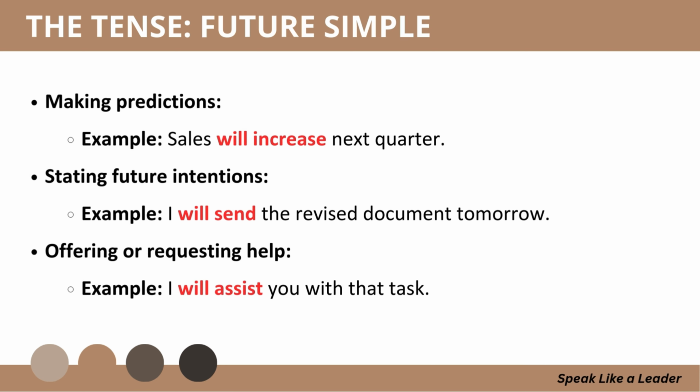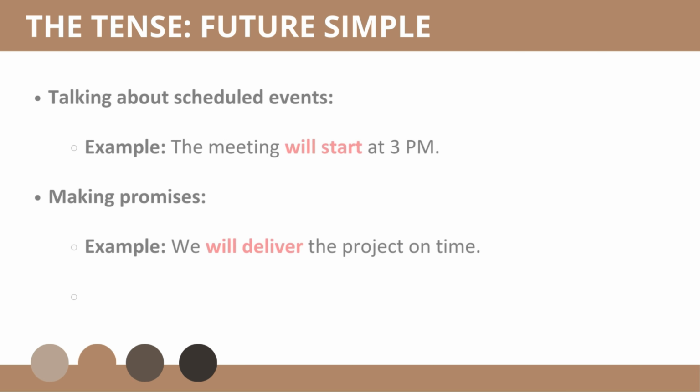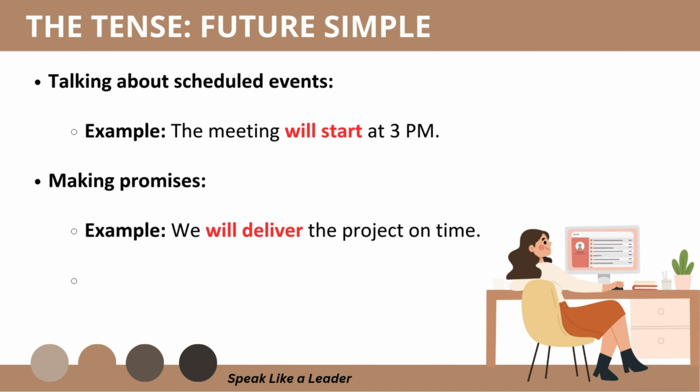Now, what about future tenses, the future simple? When you want to make predictions about the future, for instance, sales will increase next quarter, or when you want to state future intentions, I will send the revised document tomorrow. Also, when you're offering or requesting help, I will assist you with that task. And finally, when you're talking about scheduled events that are going to happen in the future, for example, the meeting will start at 3 p.m., or when you're making promises, we will deliver the project on time.